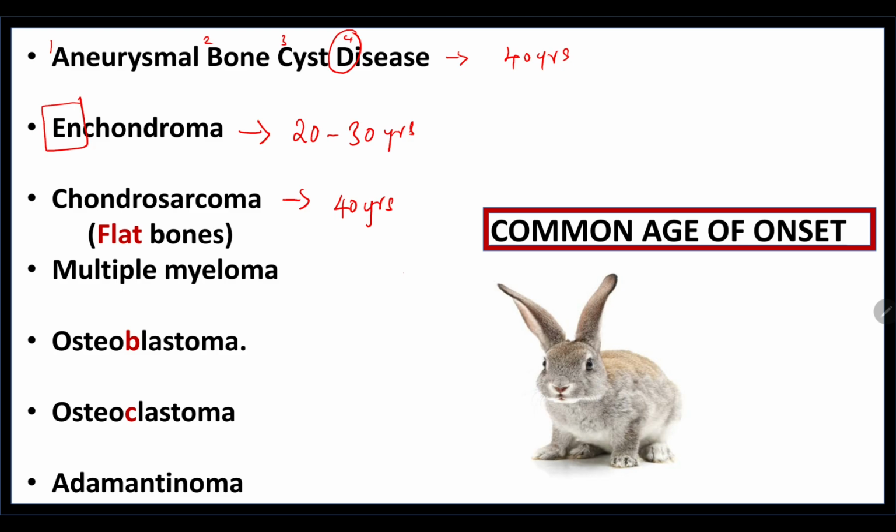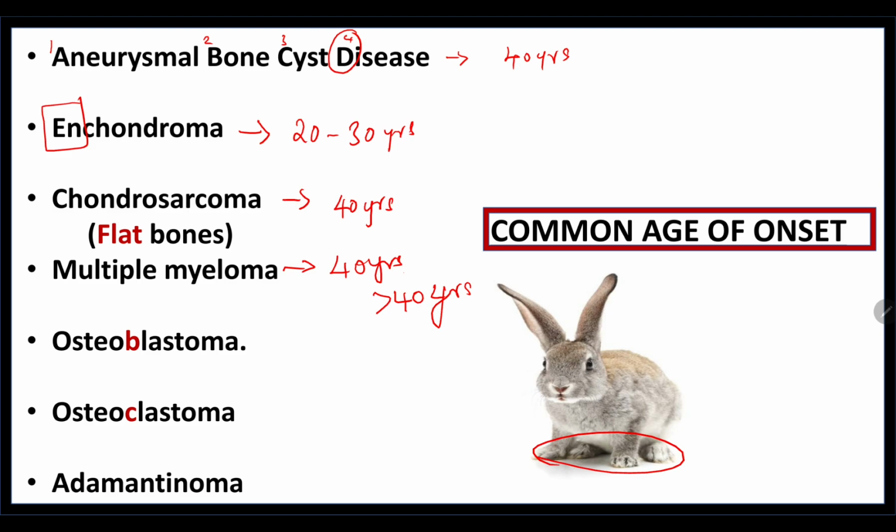Next coming to multiple myeloma. Mnemonic for this, they say a rabbit has 3 legs. But actually it has 4 legs. So it is again 40 years, but to say it is actually above 40 years. Multiple myeloma is above 40 years.